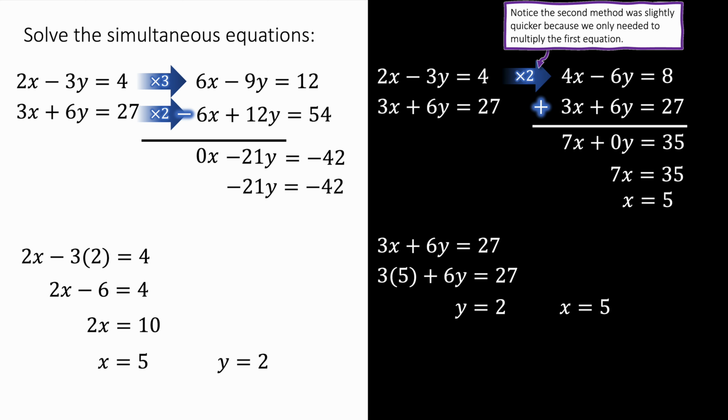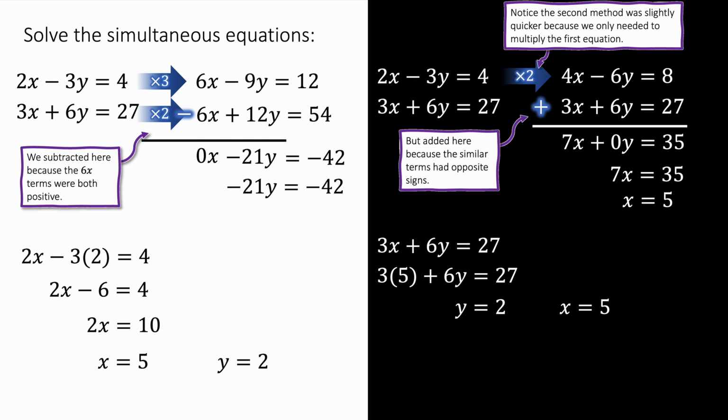For the second method, I only had to multiply by 2 on the top equation. The bottom equation I kept the same. I think that was slightly easier because I only had to multiply one equation. Whereas for the first method, I had to multiply both equations to make it the same thing. So maybe in exams, you may find it easier to check if there's a shortcut like that you can do.